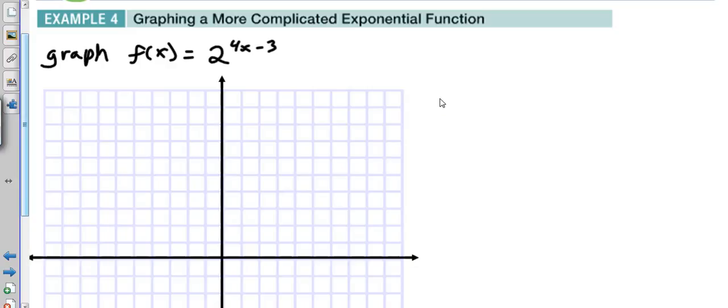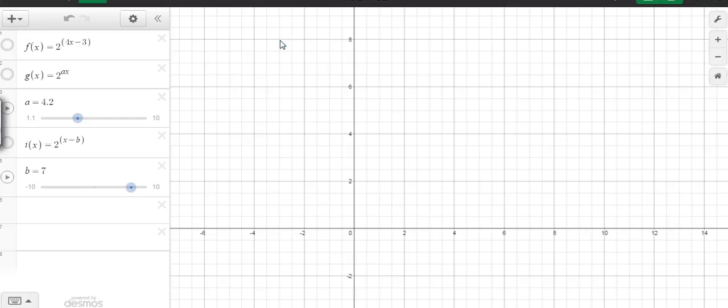Alright, so check this out. We're going to be graphing something a little bit more complicated in the exponential function world. Looking at our function f of x equals 2 to the power of 4x minus 3. So let's see how maybe a coefficient of x and some kind of constant number out here, how is that affecting our graph? And then we'll go ahead and graph the rest of it then.